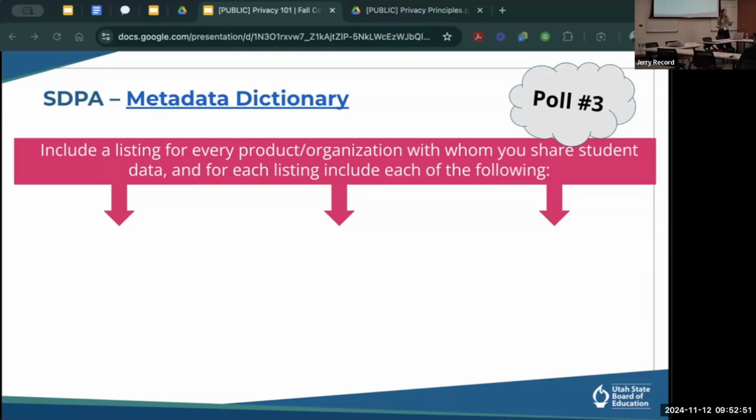But basically, the metadata dictionary is a public-facing listing of all of the places where you share student data. A lot of the time, in most schools and districts, this is basically a list of ed tech apps with a few other things tucked in there, like you share with the State Board of Education. That should be listed on your metadata dictionary. And for each of those items that's listed, you need to also indicate the purpose and the justification and the FERPA exception that makes it allowable to share that information.